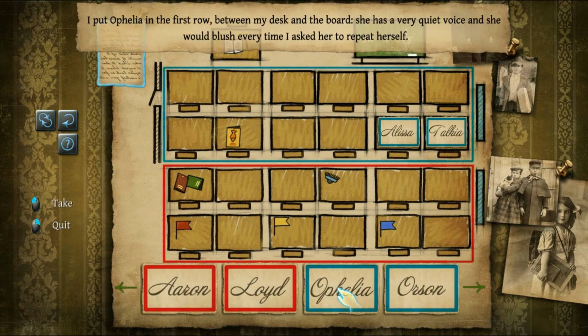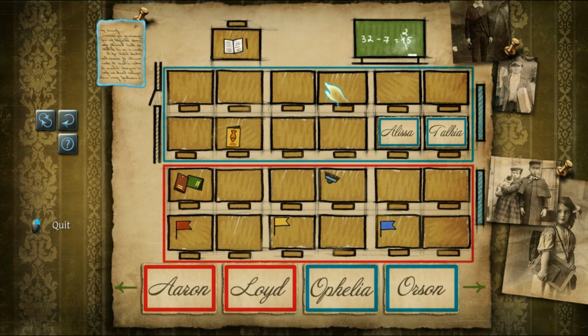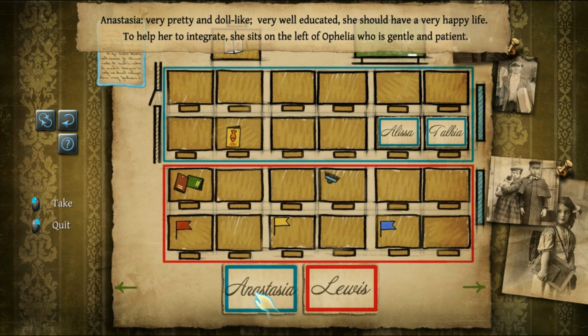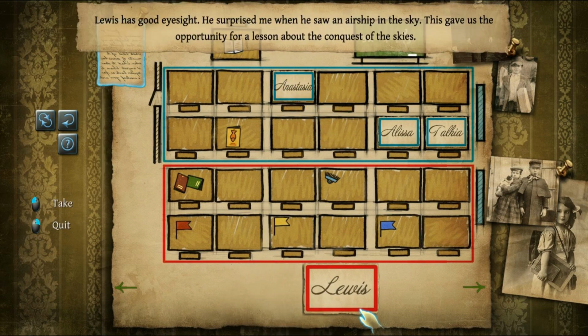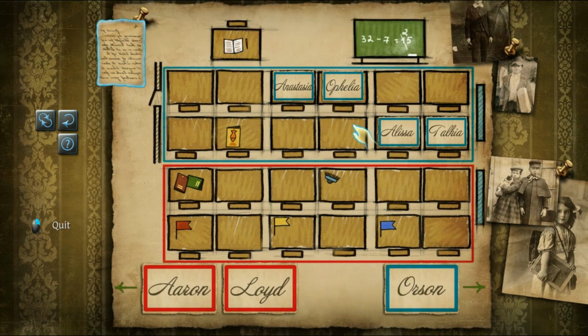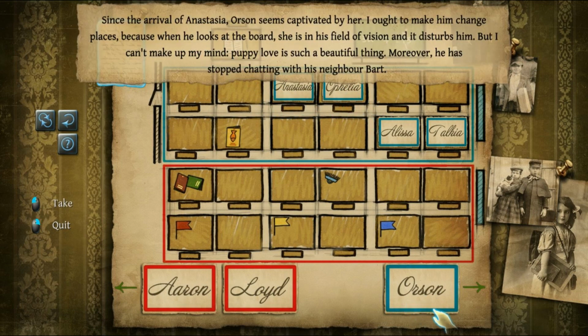Put Ophelia in the front row between my desk and the board. She's a very quiet voice and she blushes every time I ask her to repeat herself. So she's one of these two. And you are left Ophelia, so I assume you're there. I'm assuming that the two together are together rather than separated by a row.